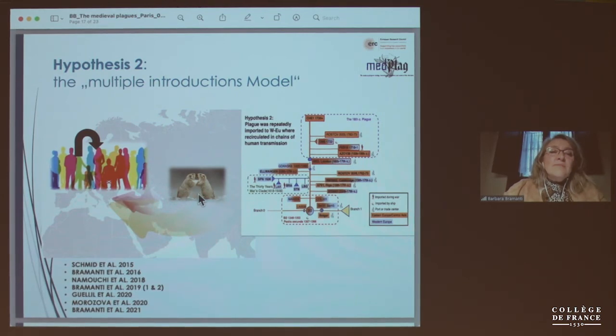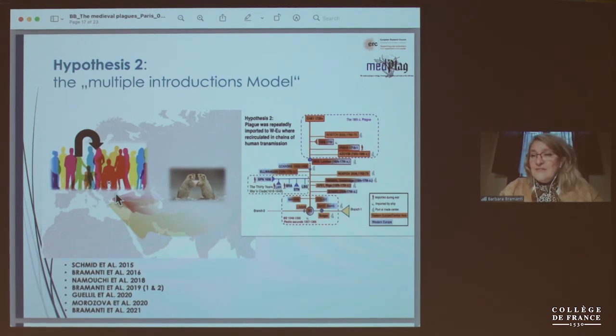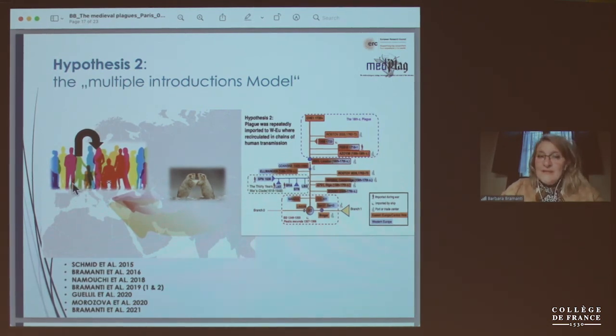So, based on what we have said before, we consider that plague could have been hosted in a reservoir in Asia and transported from time to time, exactly as it was at the time of the third pandemic, to Europe, and then it could have been recirculated by means of human chains of transmission from a place to the next due to trade, travel, exchange of goods, clothes, and so on.